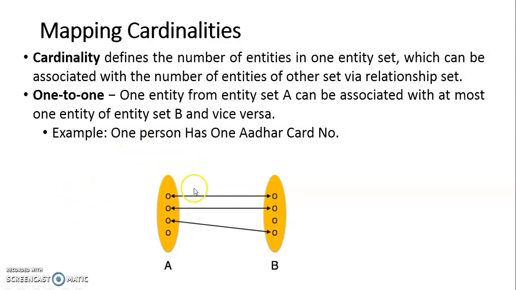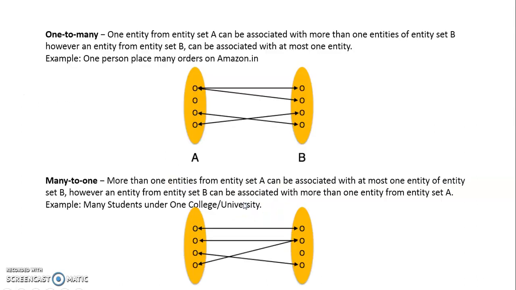Yes, the example is given. One person is having only one Aadhaar card number. One student can have only one roll number or one KBT ID. So those you can map using 1-to-1 cardinality. One entity in one set is associated with only one entity in another set. Then there is one-to-many. Now one-to-many means if you are using a website like Amazon or Flipkart, at a time you can buy more than one product. So one person can buy more than one product at a single time.